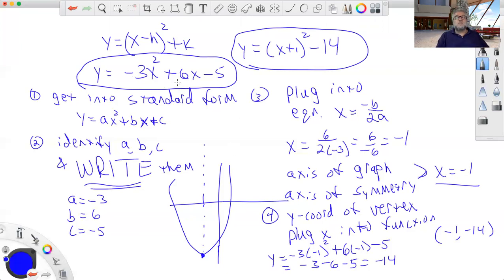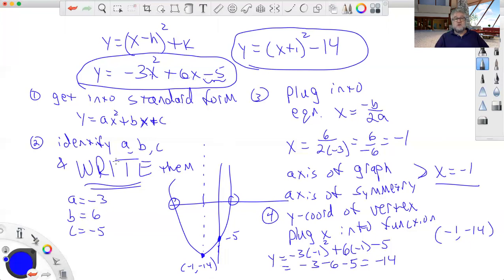And just for fun, if I plug x equal to 0 into here, what do we get? We'll get -5. This piece here is the y-intercept. It's down here at -5. And we're down here at -1, -14. The next challenge would be to find these, which I don't think we're going to do quite yet. Okay? Does this make sense?